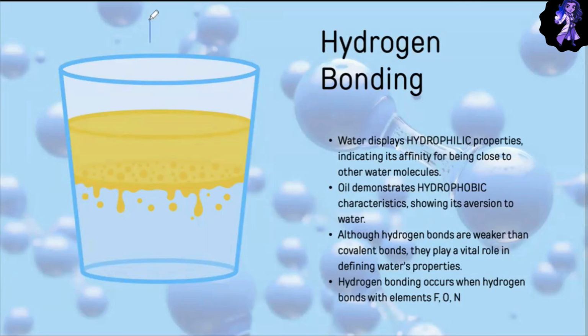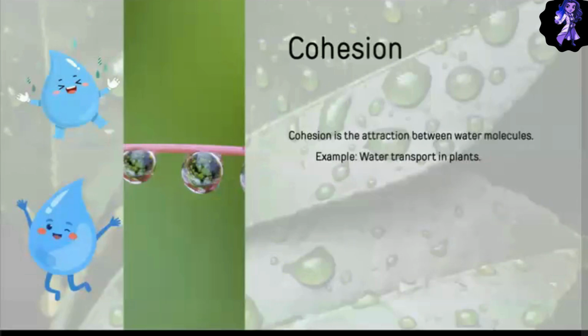So hydrogen attached to C, for example, is not considered hydrogen bonding. So it's imperative to note that when you see these three elements, fluorine, oxygen, and nitrogen, attached to a hydrogen, that's what we consider hydrogen bonding. Now let's look at the different properties of water.